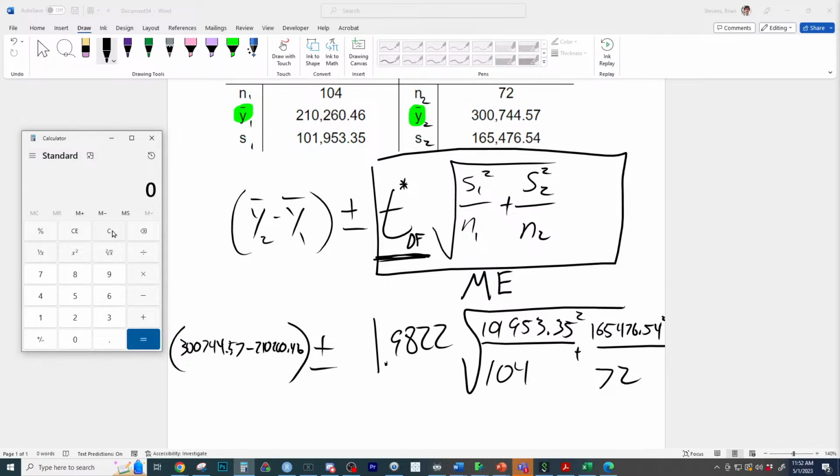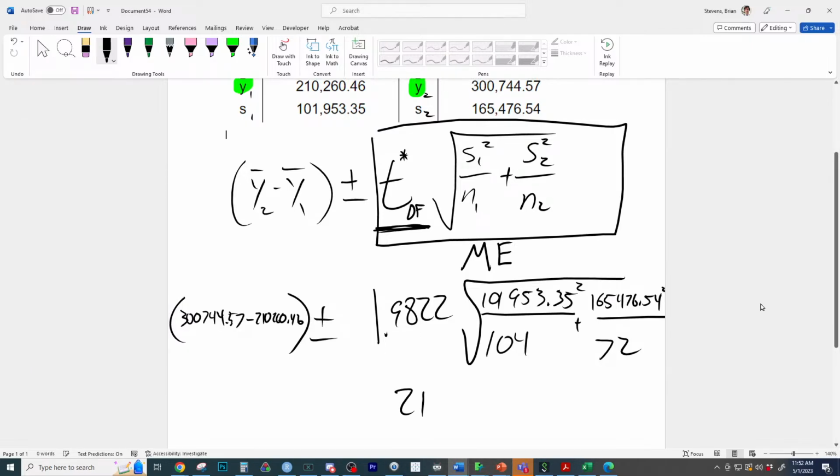And let's take 101,953. And the easiest way to miss this problem is to make a math error. Standard error the first, and we copied it. And then 165,476.54, square it like we did the other, divide by 72, and add that to the other one, and then square root the quantity. And that is the value of the standard error, 21,914. And we could add the decimals to it.